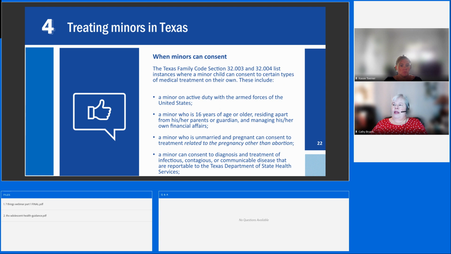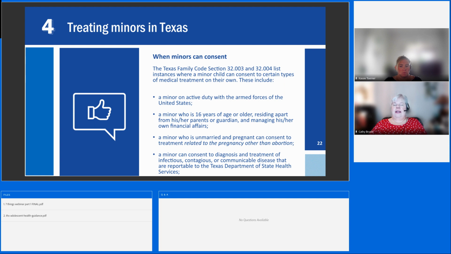So then the flip side of that is, when can a minor consent? And again, these are specified very succinctly in the Texas Family Code. A minor who is on active duty with the armed forces in the United States can consent to their own treatment. A minor who is 16 years of age or older, residing apart from their parents and managing their own financial affairs, can consent to treatment.